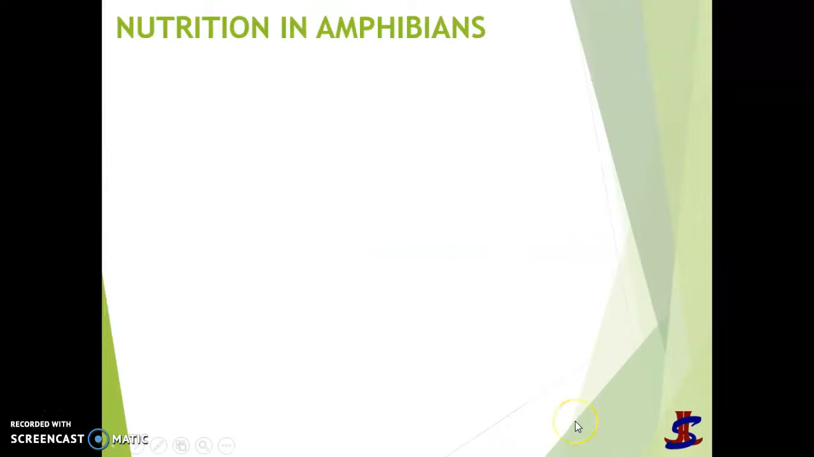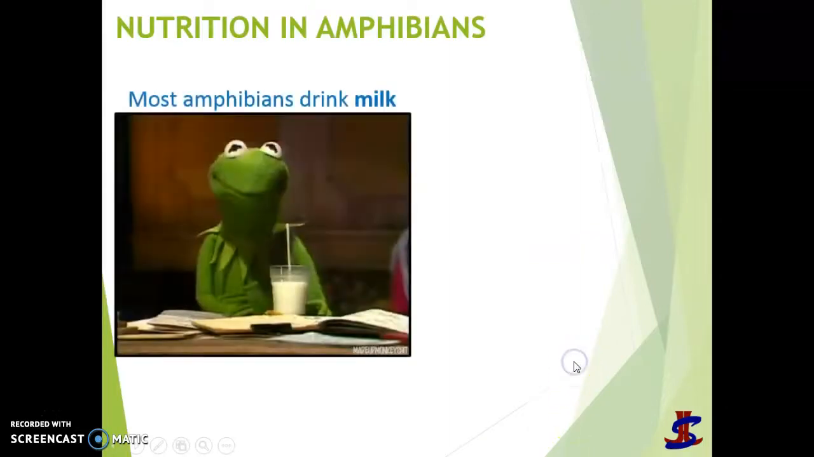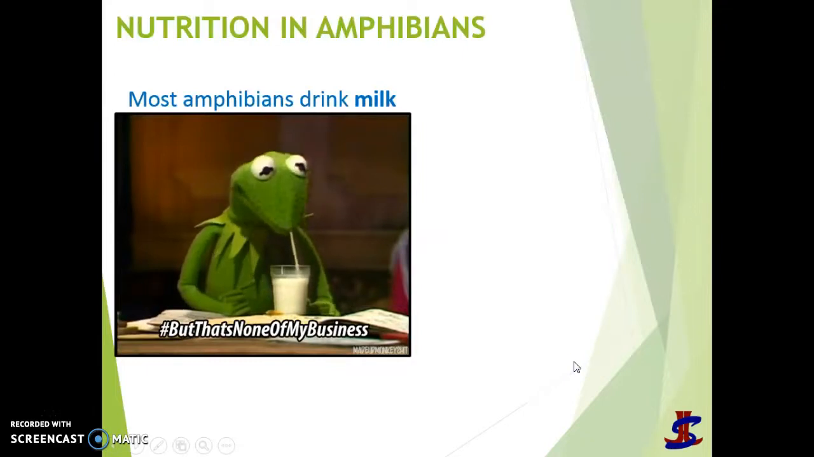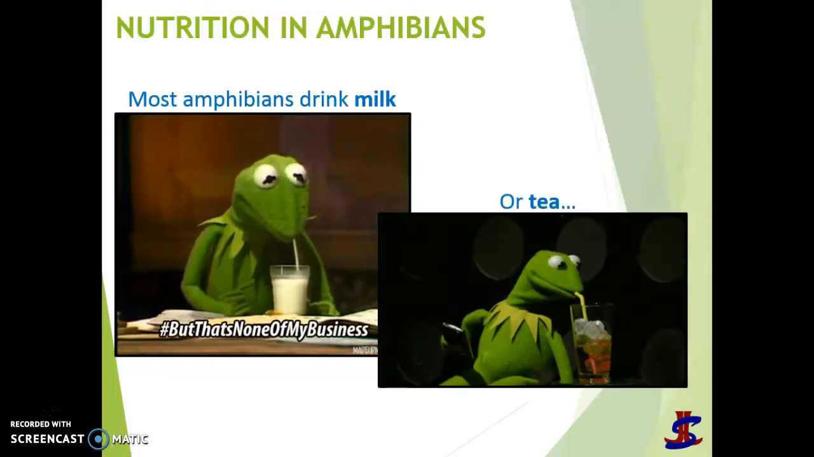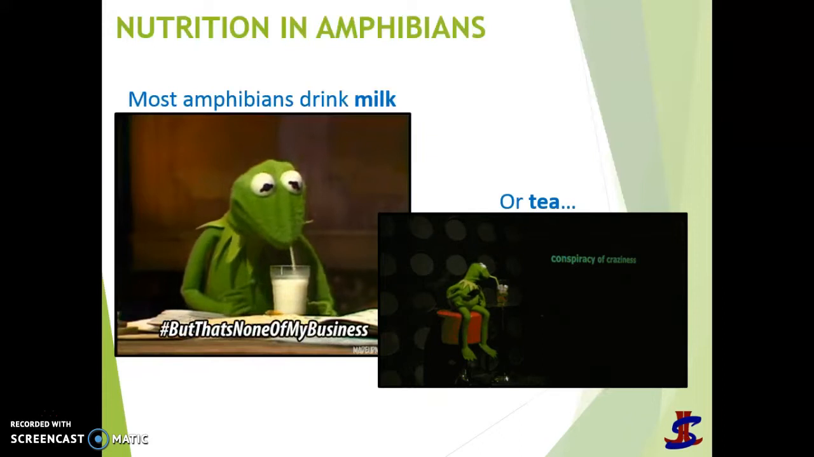What about nutrition in amphibians? So most amphibians drink milk, as you know, or they can drink tea. No, I'm joking.